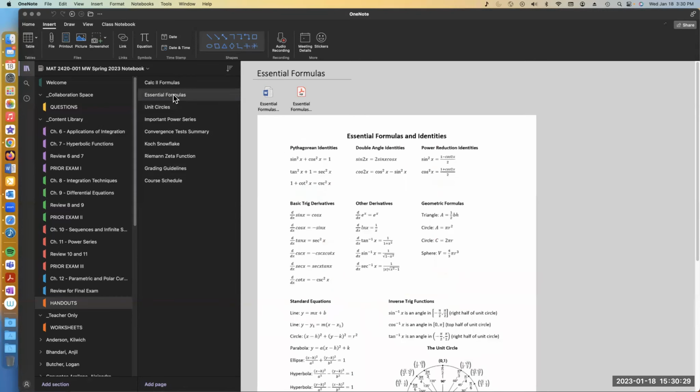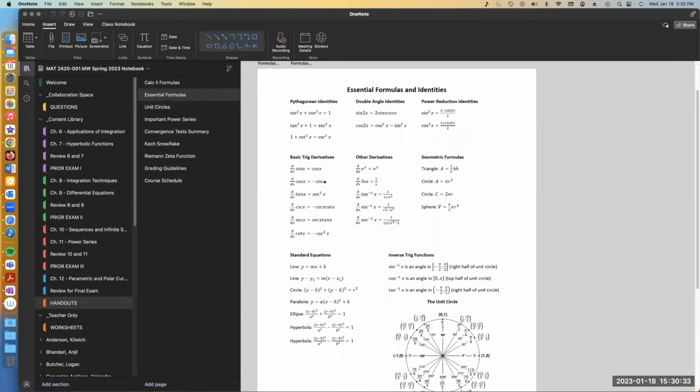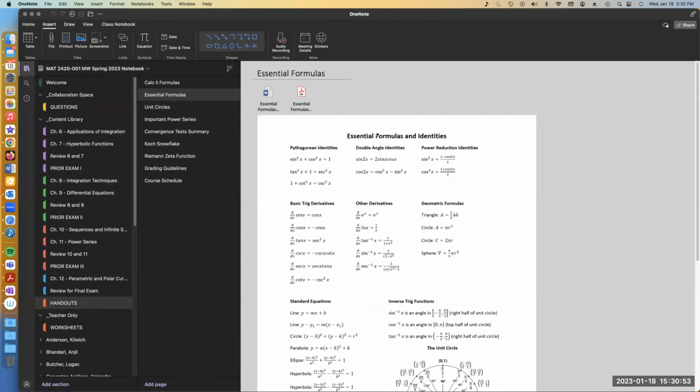This is essential formulas, all the prerequisite formula stuff that we're going to use quite a bit. So I would look over this. We're going to use the power reduction identities a ton, the Pythagorean identities a ton, double angles a ton. All these things that you barely used in trig, we're going to use a lot in Calc 2 and in Calc 3 for the most part. So take a look at that.